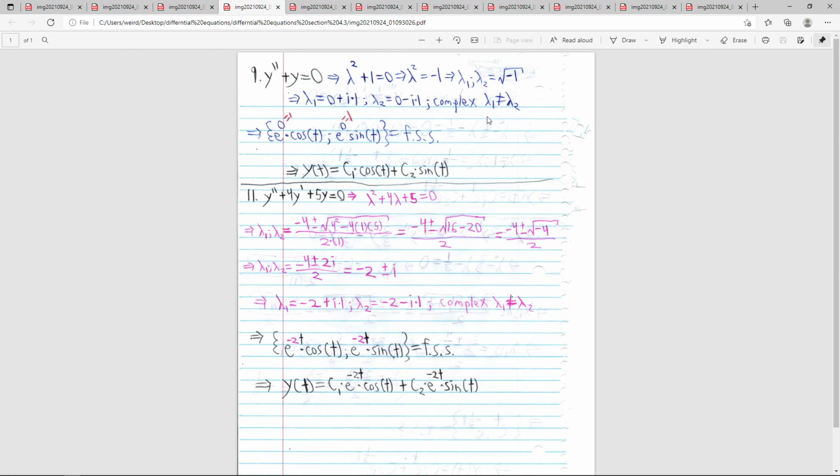They're complex and they're not equal to each other, so of course the complex is always going to be like that. That's how it works in each of these types of problems.